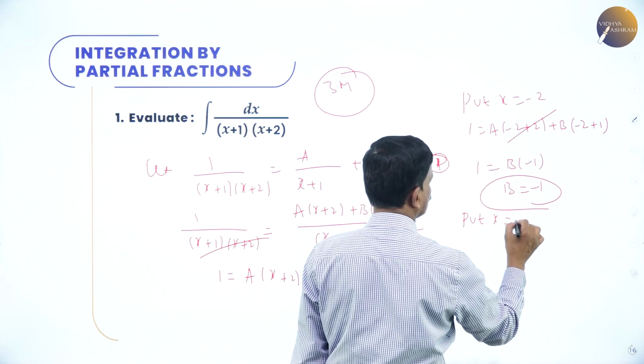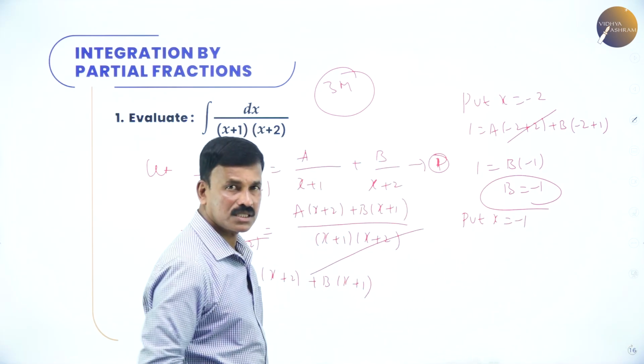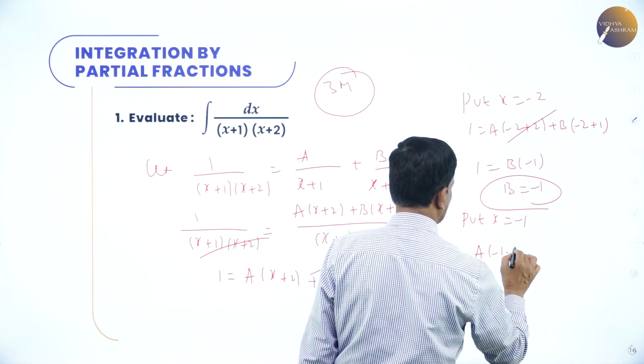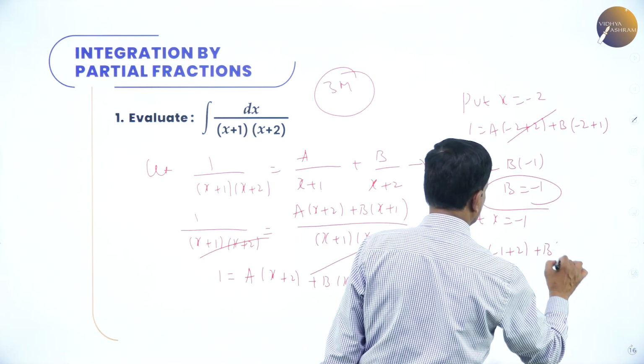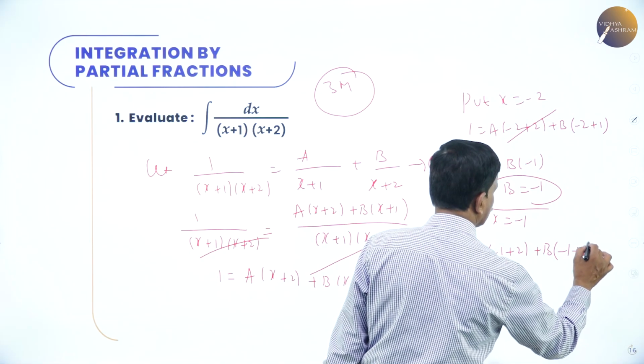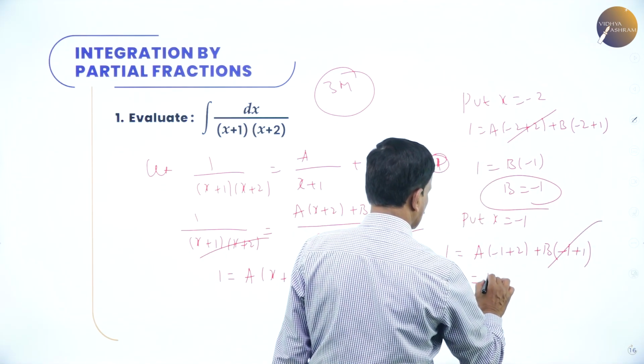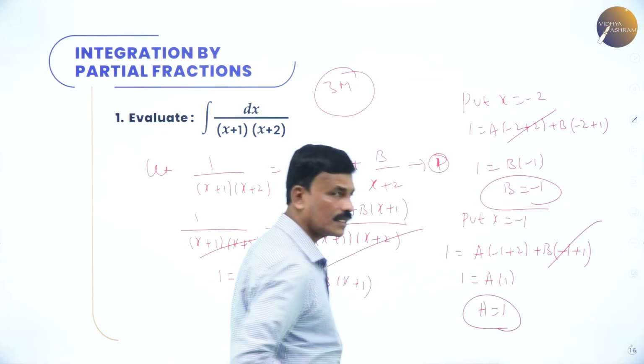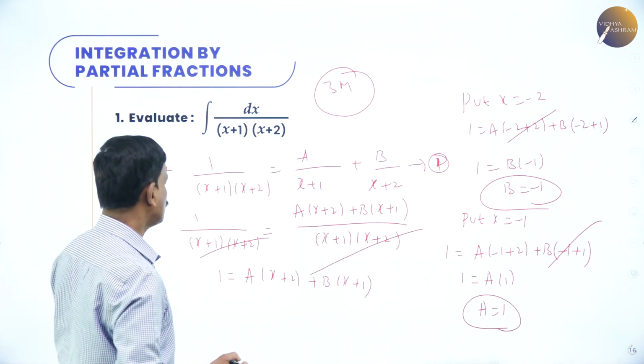Similarly, put x is equal to minus 1. If you put x is equal to minus 1, what you will get? 1 is equal to a into (minus 1 plus 2) plus b into (minus 1 plus 1). These two get cancelled. 2 minus 1 is 1. Therefore, a is equal to 1. Right. So, a is equal to 1, b is equal to minus 1.